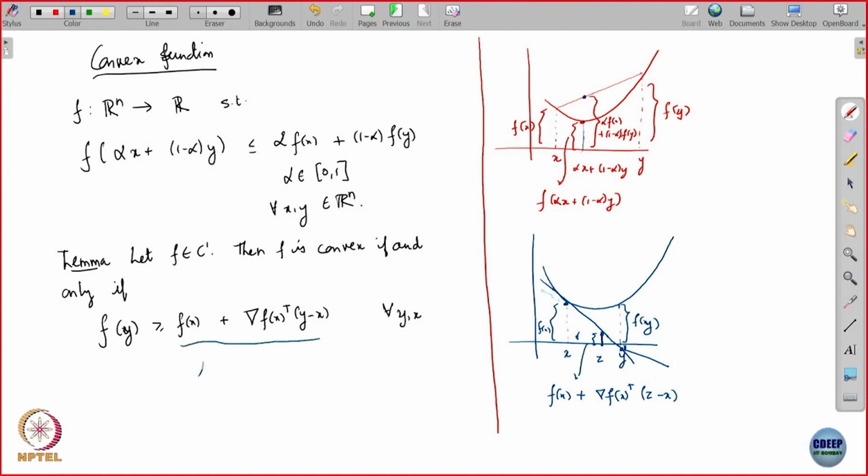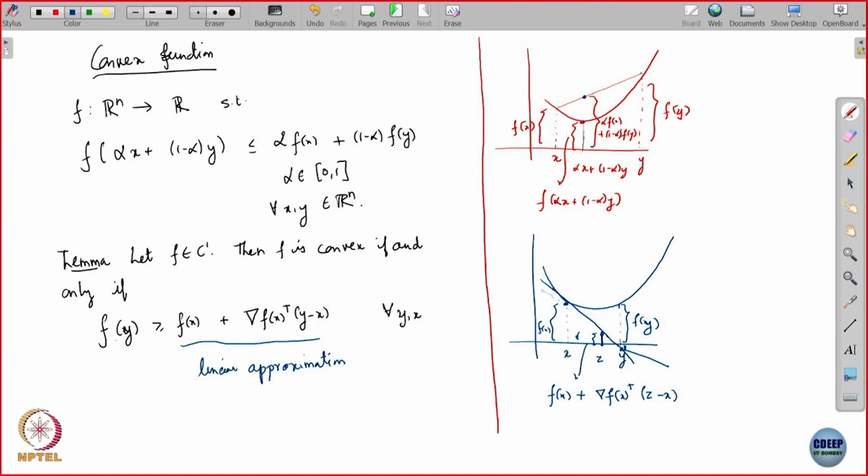So, this linear approximation is necessarily an under approximation, meaning it always underestimates the value of the function. If I wanted to estimate the value of the function using a linear approximation like this, it will always be less than the true value, being f of y, right.